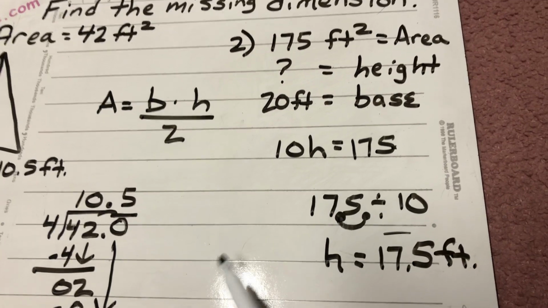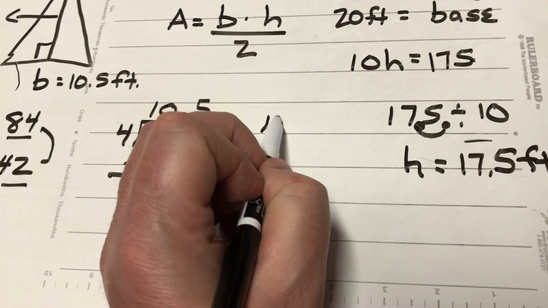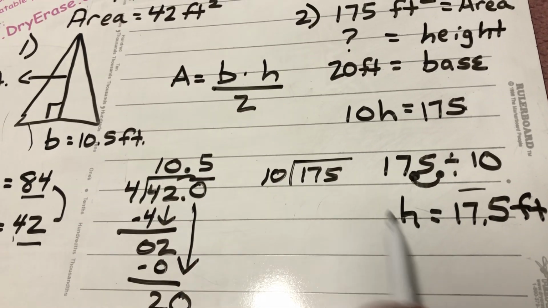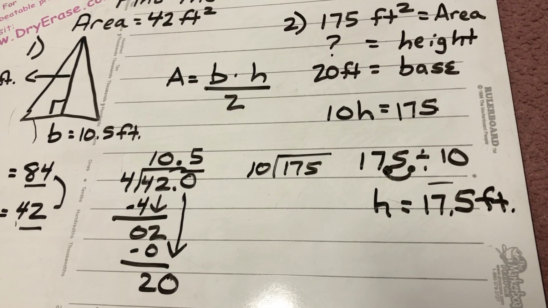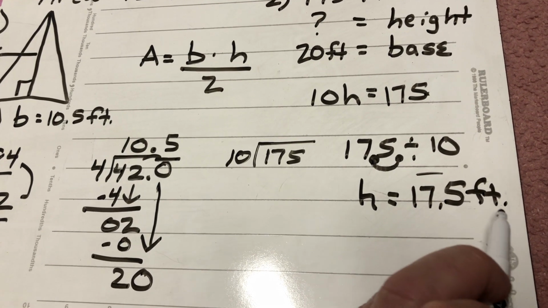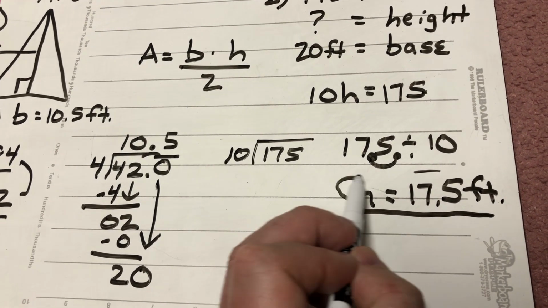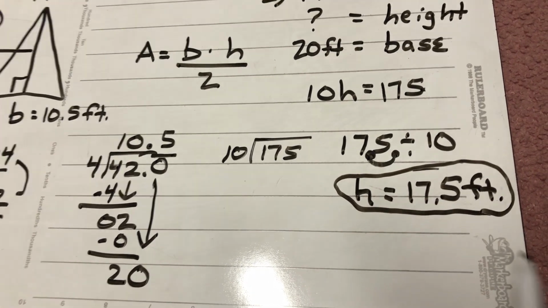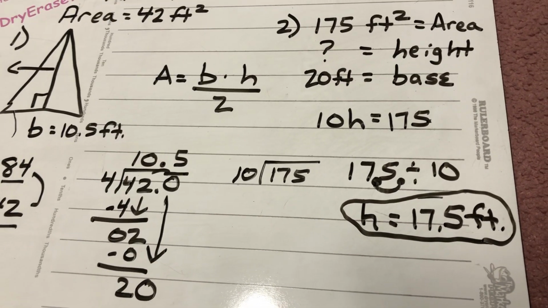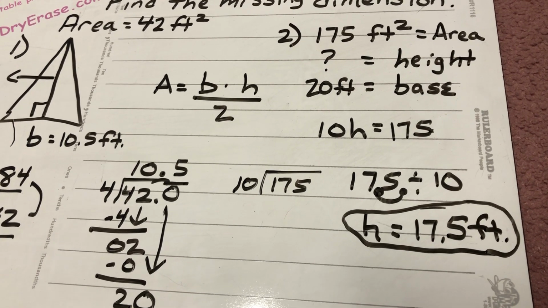And if you set this up long ways, 10 going into 175, I'm not going to do that all here in this video right now, but you would find if you did that correctly, you got this same answer. You would get 17 and 5/10, or 17 and a half feet. All right, so that's area of triangles.